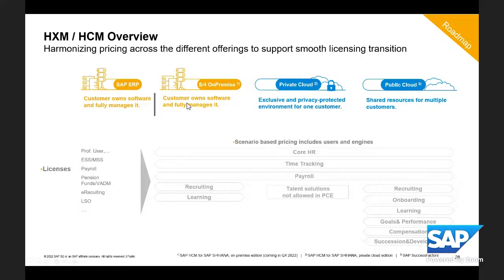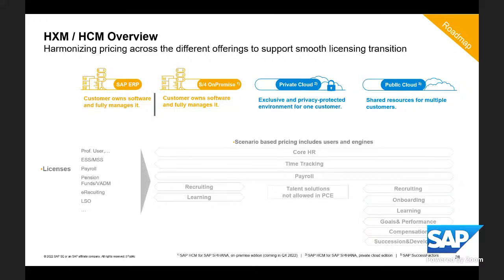So whether you are in Compact or you want to go to this H4S4 solution, you want to go to RISE and use the private cloud, or you want to go to SuccessFactors with our public cloud offering, it's always the same licensing model. So you have those scenarios called core HR, time tracking, payroll, full talent here, recruiting and learning here, no talent solutions in private cloud, as our default is then SuccessFactors for the public cloud offering, but it's always the same scenarios, especially for core HR, and it's always the same approach. You buy the engine and all the use rights are included.